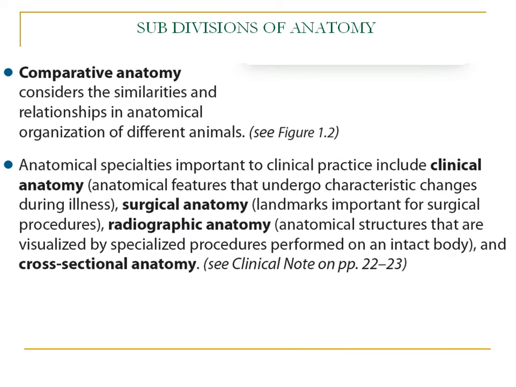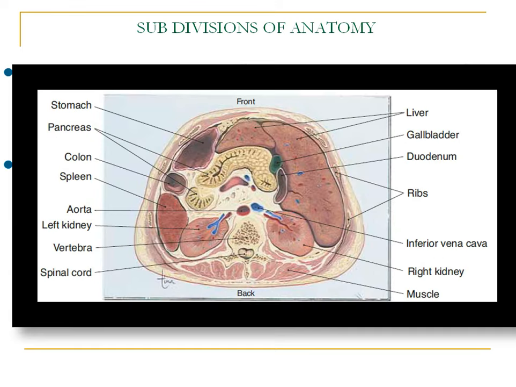And there is another branch, cross-sectional anatomy, where cross-sections are made and the different body organs present at that level of a cross-section are studied. These cross-sections can be obtained by the different advancements of radiological techniques as well, like MRI.